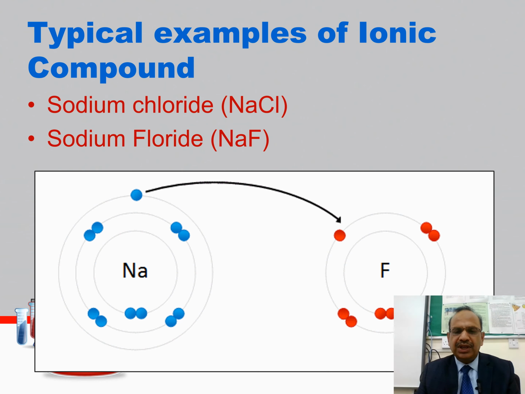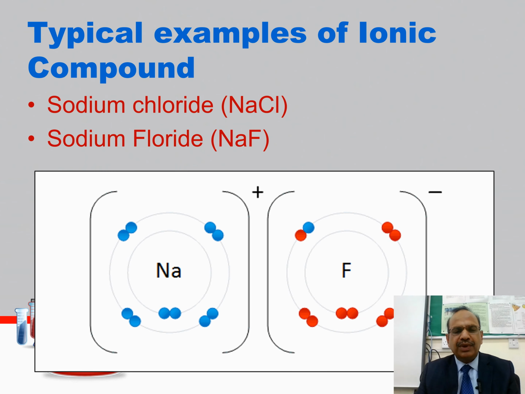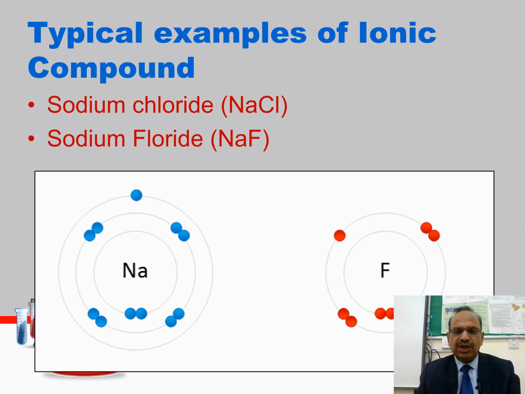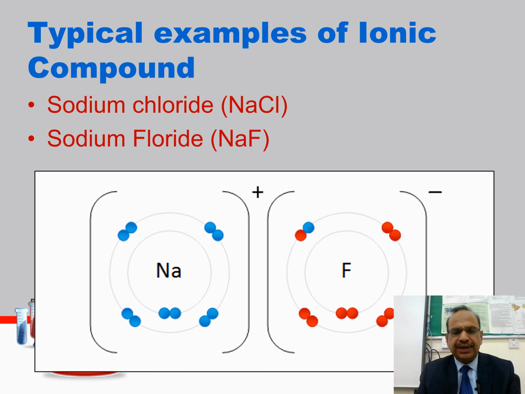Same as chlorine. Now after getting the charge and completing their outermost shell, sodium becomes Na+ and fluoride becomes F-. They come close to one another and form an ionic compound. Sodium fluoride is also an example of an ionic compound.